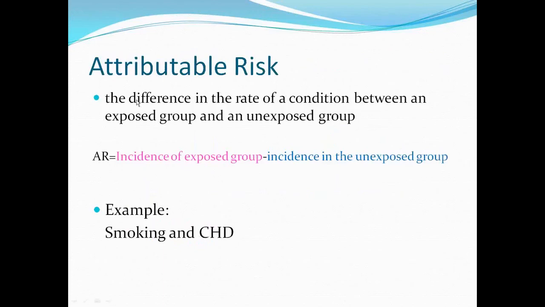So another type of risk that I had mentioned is attributable risk. Attributable risk is just the difference in the rate of a condition between the exposed and the unexposed group. So it's just taking the incidence of the two groups that I just talked about and subtracting them as opposed to dividing them. And attributable risk measures the amount of the incidence that can be attributed to one particular factor.